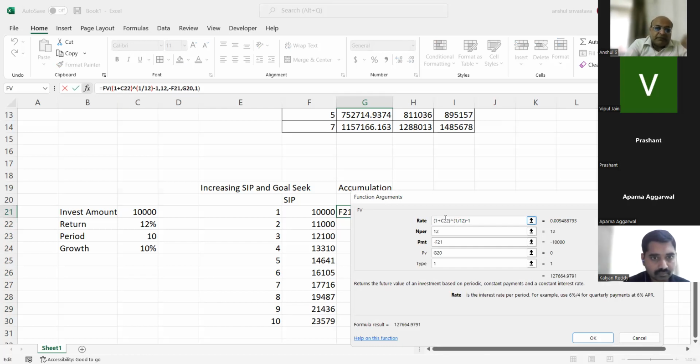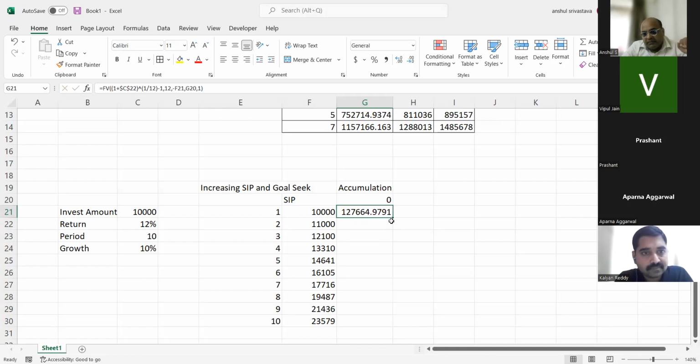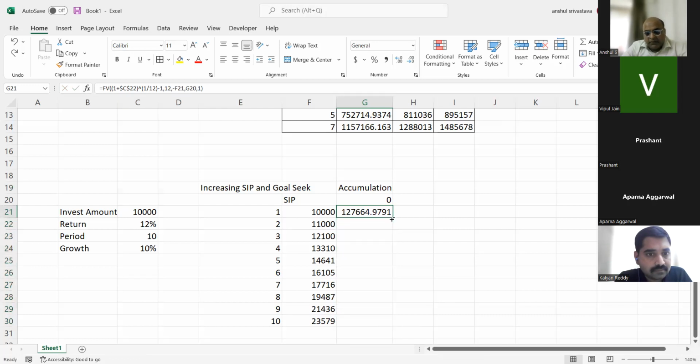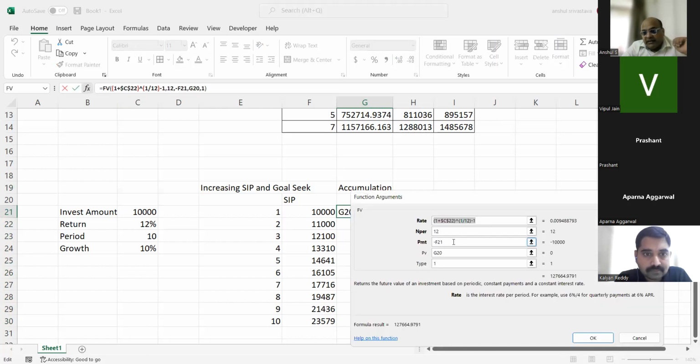So while we are increasing the SIP amount by 10% year after year, now when I increase by 10%, 10 to 11% and 11 to 12, I cannot drag down and bring the value of 20. In that case, you cannot drag down. In that case, this is basically when we are increasing by the definite rate every year.